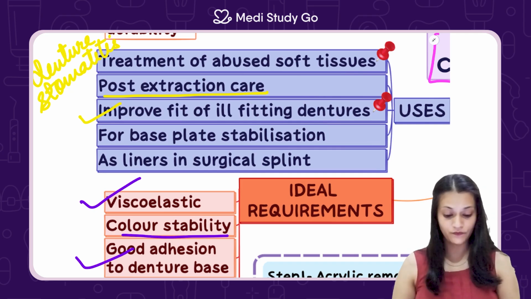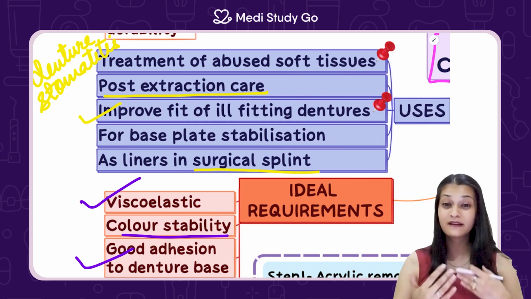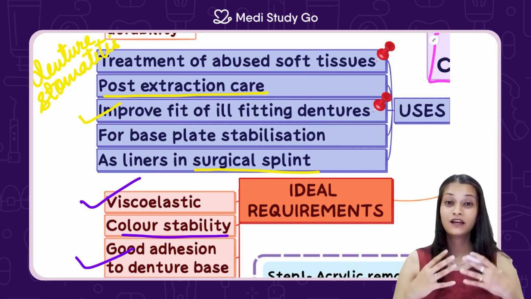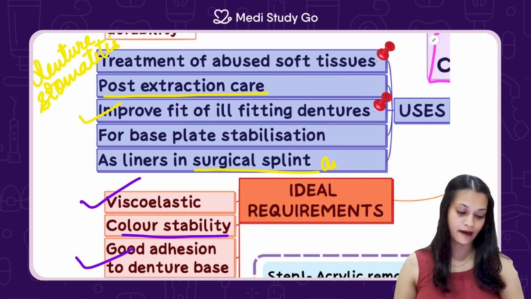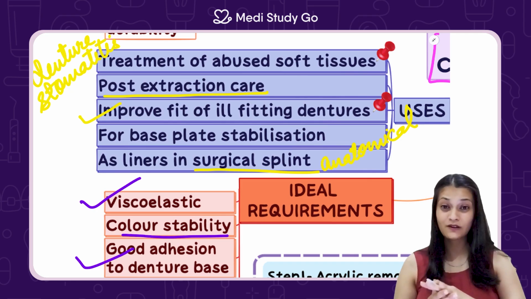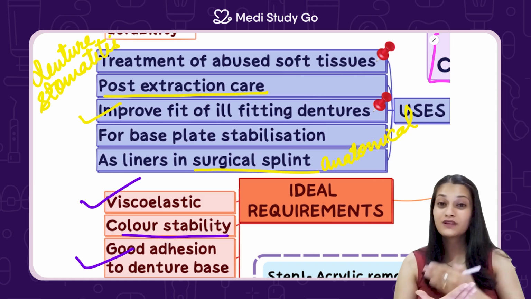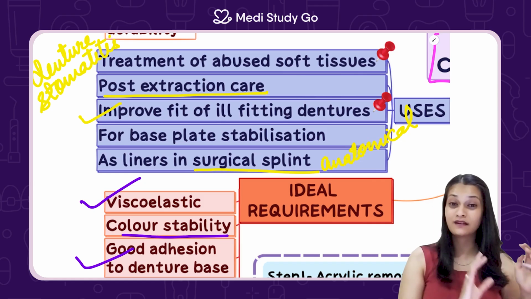At the same time, surgical splint. Now, because it is used as a surgical splint, there are going to be multiple changes in anatomical landmarks. And every time, are you going to sit and fabricate a new splint, record a new intaglio surface, process it, go with FI? No. You just keep on relining using the tissue conditioners.